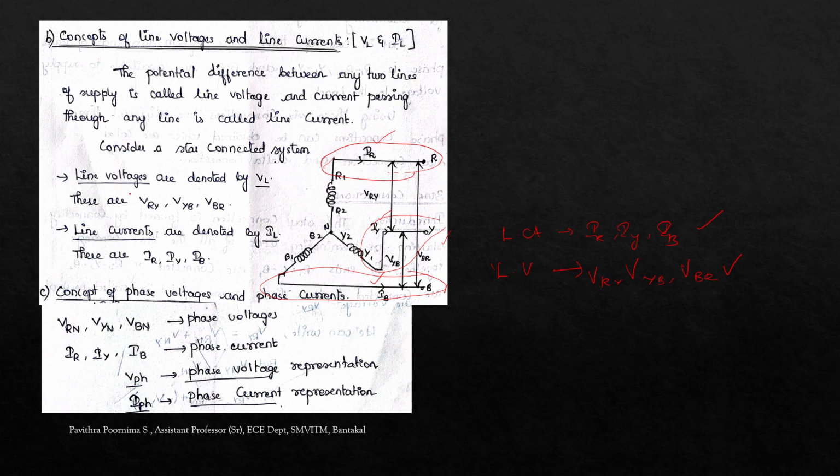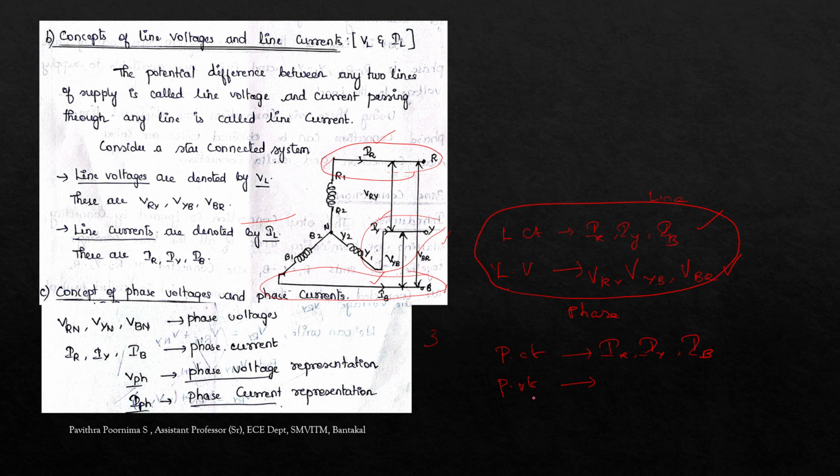These two are regarding the lines. Next we'll see the phase current and phase voltages. What is phase current? The current through the phases. How many phases are there? There are three phases: R, Y and B. The current through the R phase is IR, the Y phase is IY, and the B phase is IB. So phase current is nothing but the current through the phases, and we can write it as IR, IY and IB.